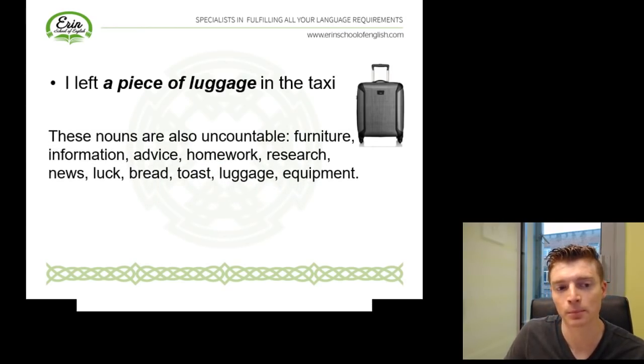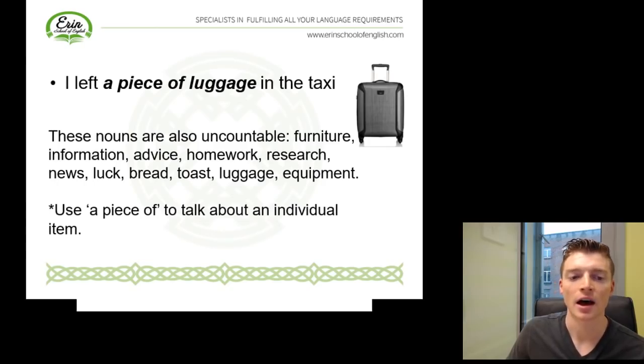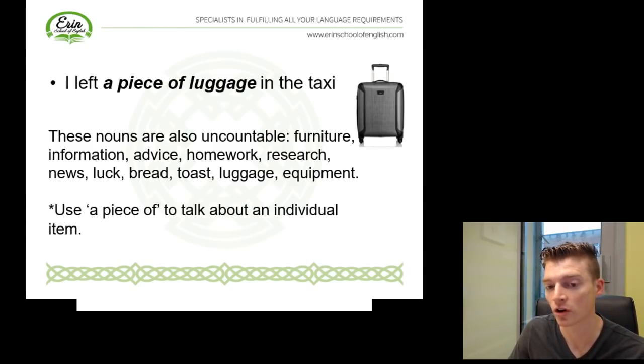So some more examples of uncountable nouns: furniture, information, advice, homework, research, look, bread, toast, luggage, and equipment. And with all of these uncountable nouns, if we want to talk about an individual, we just use this phrase, a piece of. So for example, I bought a new piece of furniture for my home. Now the listener knows it's one piece of furniture.